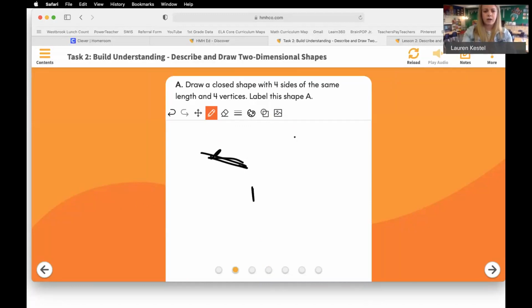Let's draw a square. How about it? Here we go. 1, 2, 3, 4 sides, all the same length. And it also has 1, 2, 3, 4 vertices. We're going to label this shape A. This is a square because it has 4 sides of the same length and 4 vertices.